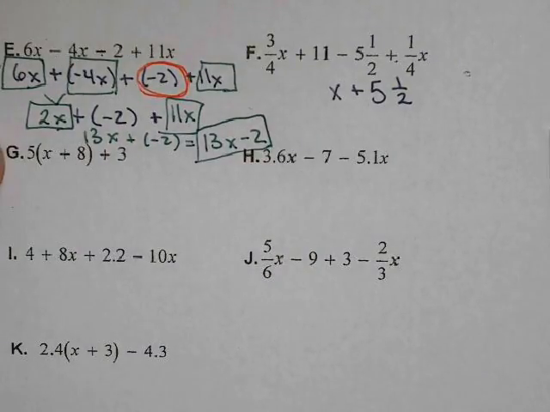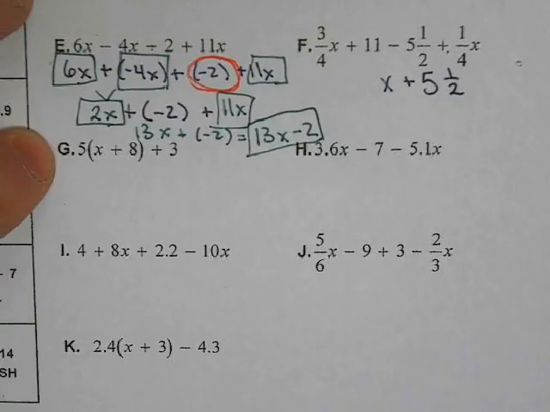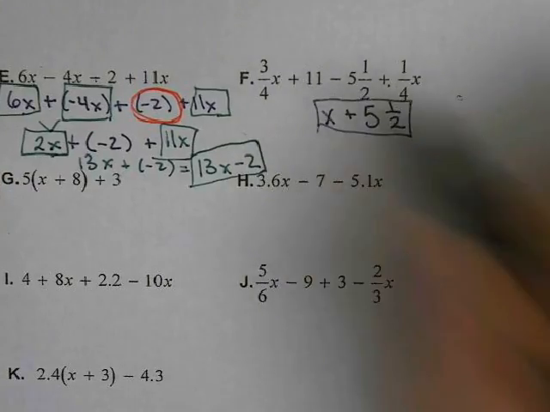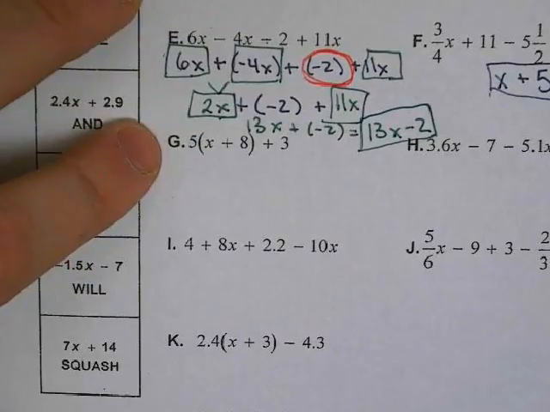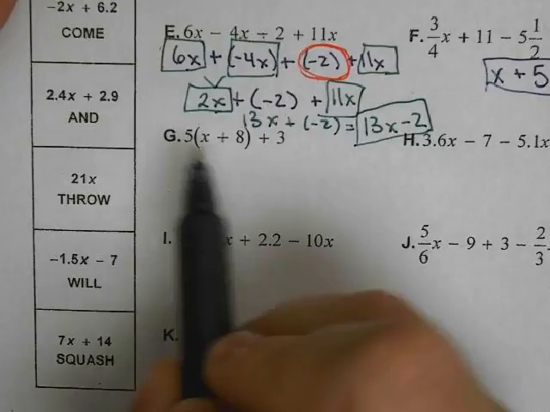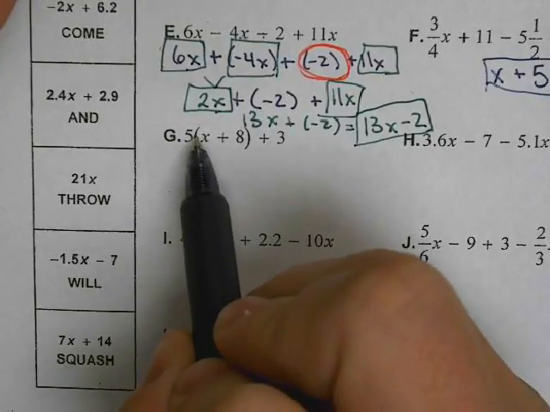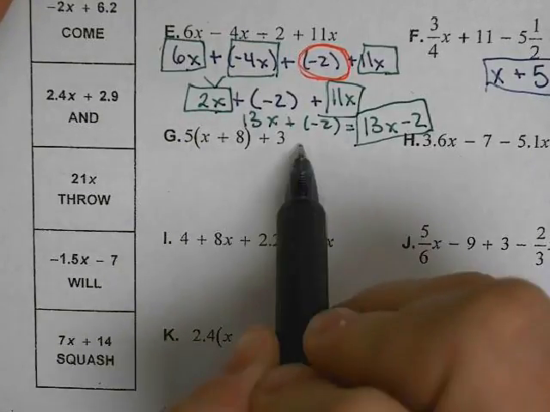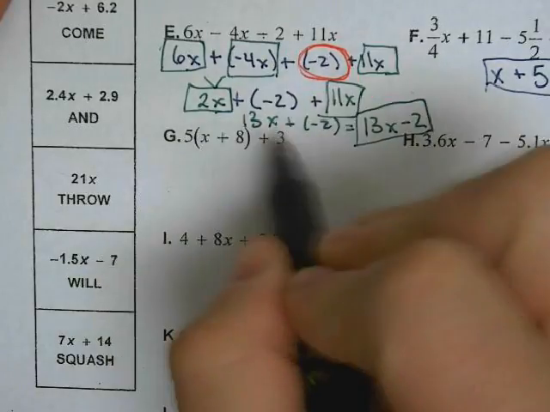Now the one last one I want to look at together is G. That's box number, letter F. I want to look at G real quick. This one won't take nearly as long. The first thing we want to do is, now we see that we have to distribute before we can begin. So let's distribute, then combine like terms.